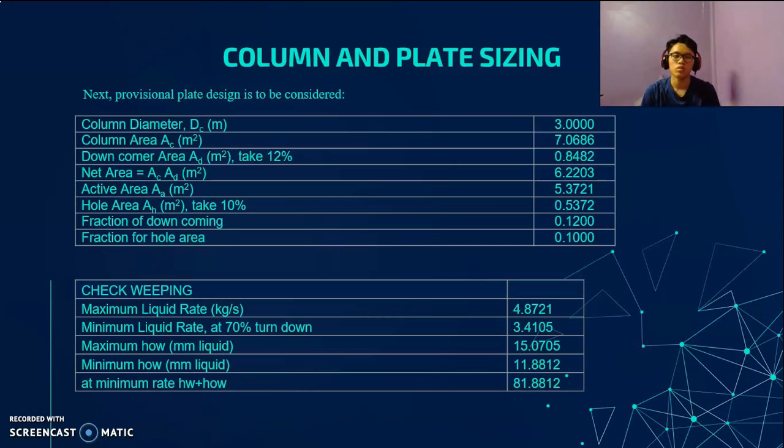So we calculate the column diameter, column area, downcomer area, net area, active area, and hole area, taking 10%, the fraction of downcomer and fraction of hole area. So these are all the values for the variables here. Also, we will check weeping of the column by calculating the maximum liquid rate and minimum liquid rate, which is 70% turndown, and the maximum how.